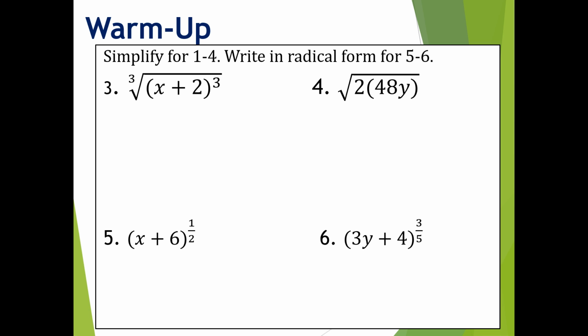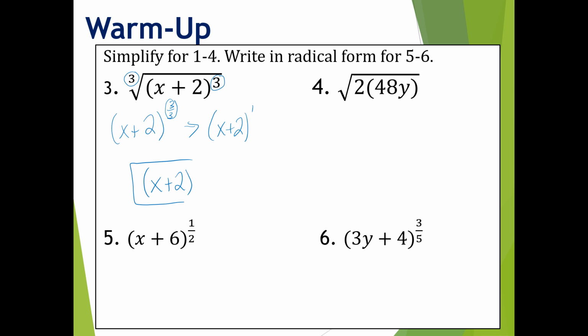Okay, so what you may notice here is that we have a 3 as our index, and we have a 3 as our power. So if you use the power over root rule, you're going to get something like x plus 2 to the 3 over 3, which simplifies to x plus 2 to the first power, because 3 divided by 3 is 1, or just x plus 2.